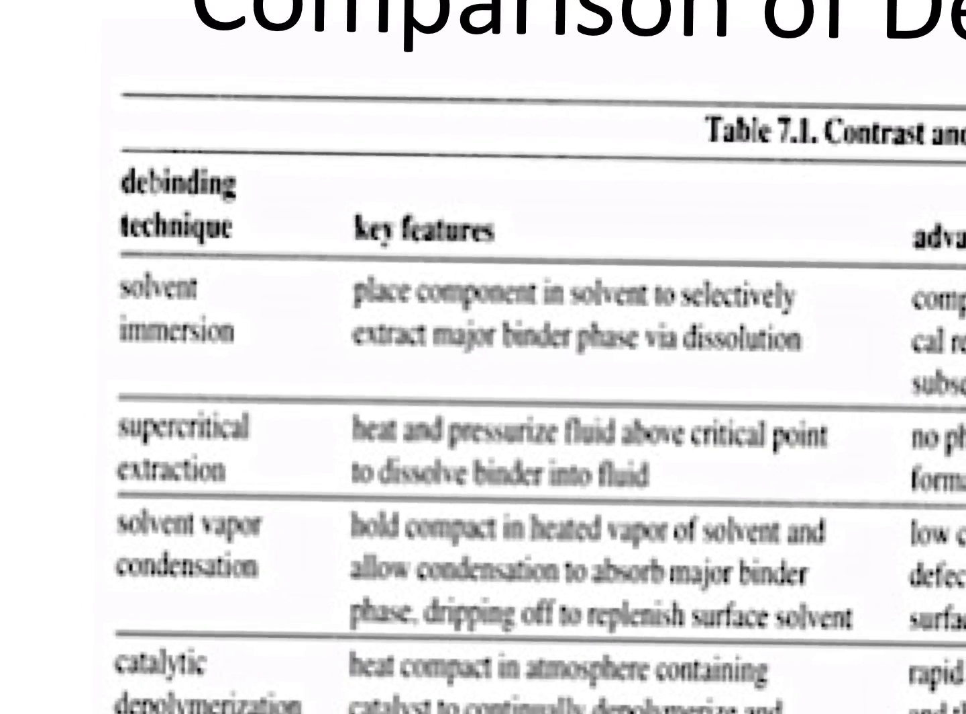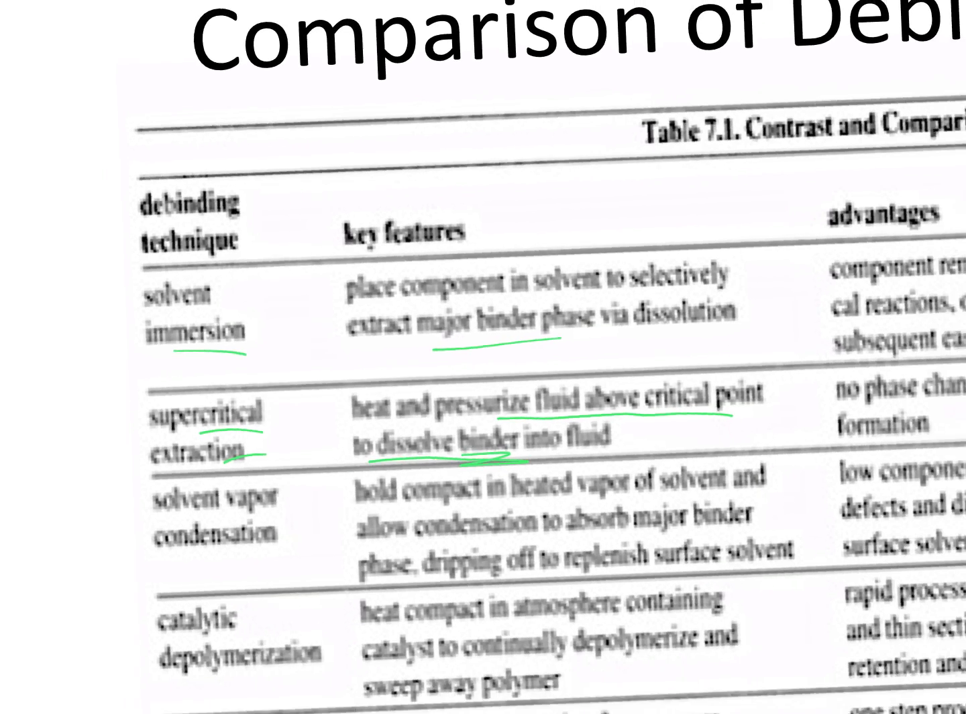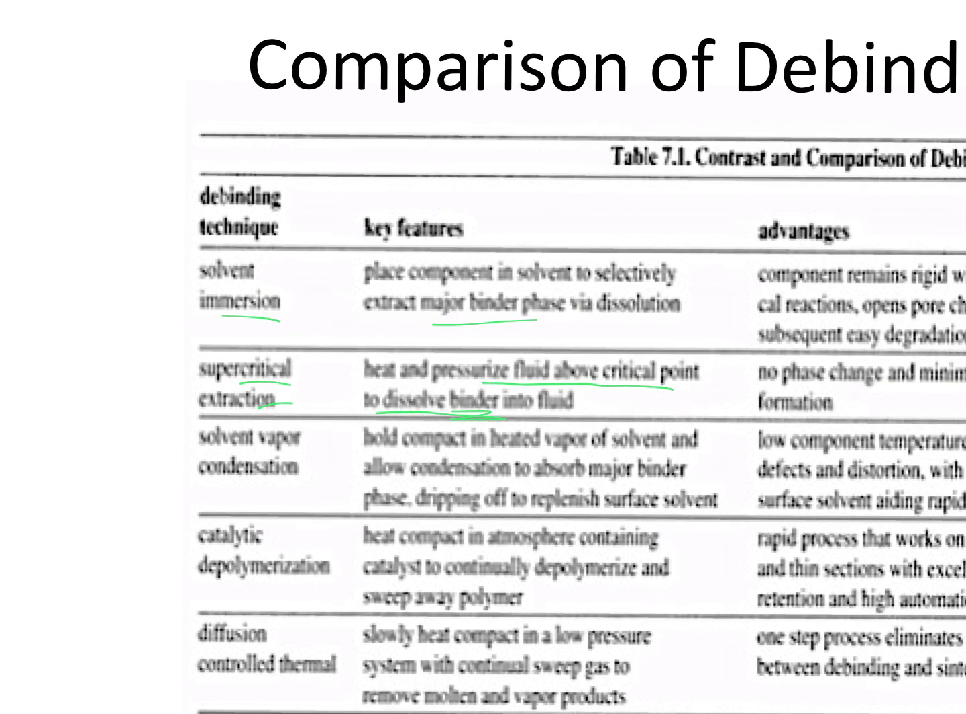So I'll just go through this quickly. Solvent immersion, extracting the major binder phase from these materials. Supercritical extraction, pressurize the fluid above the critical point to dissolve the binder into the liquid. Again, it's a low temperature process. We're not relying on high temperature furnace treatment. Can you read any of this from where you're sitting, or is it total fuzz? Okay, sorry. Yeah, I need to work on that.